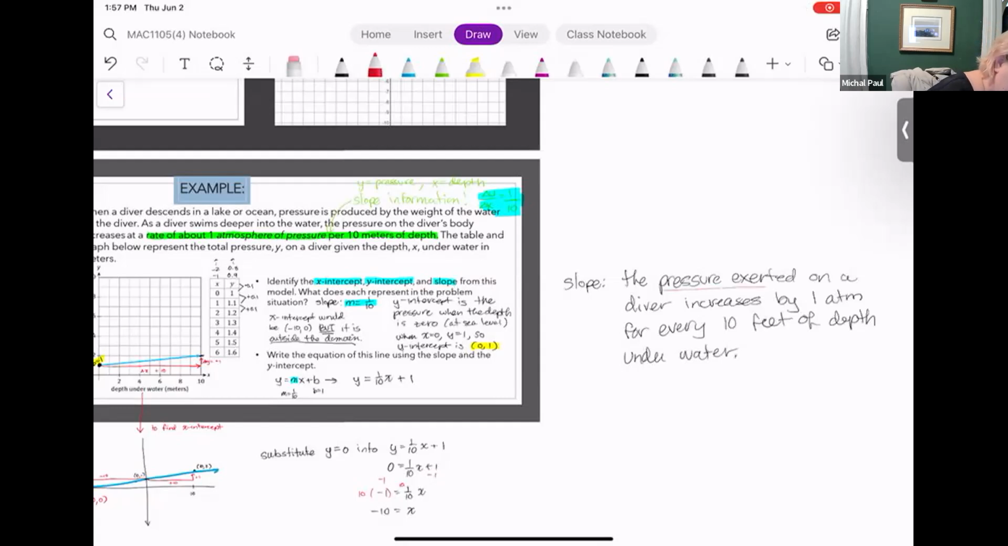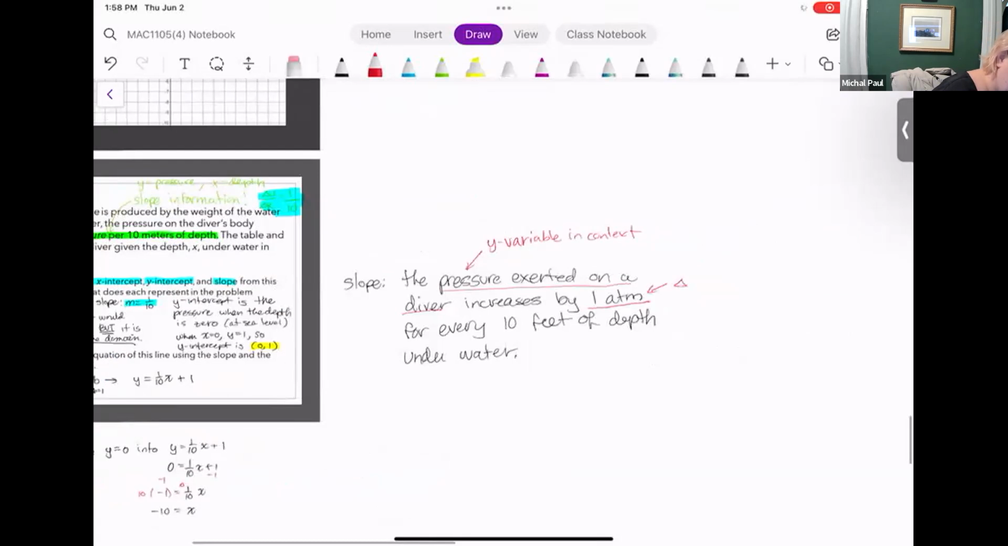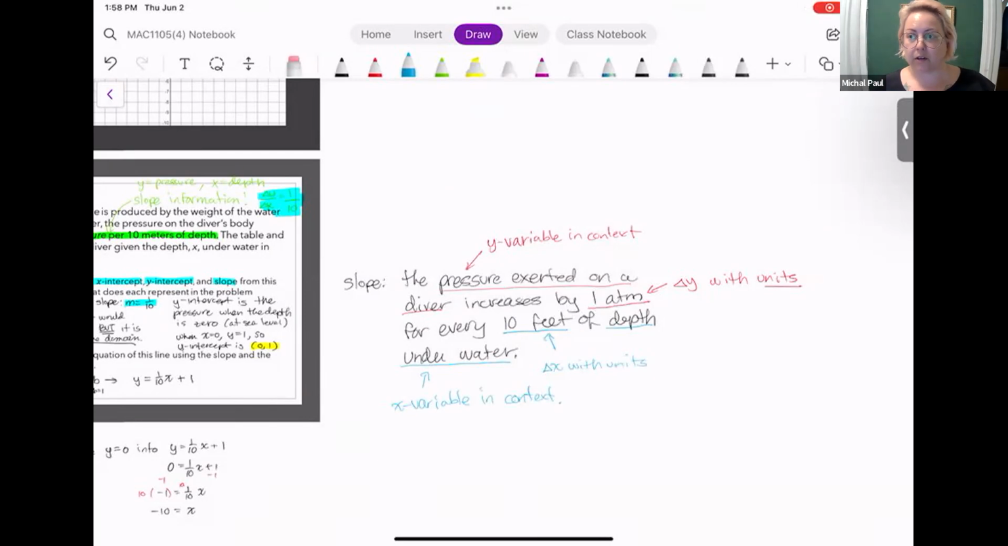This part, that's my y variable in context. This is my change in y with units. For every needs to be included, but 10 feet is my x with units. Change in x with units. Of depth underwater, that's my x variable in context. It's maybe one of the most important things you're going to learn in this particular module is how to express slope. All right.